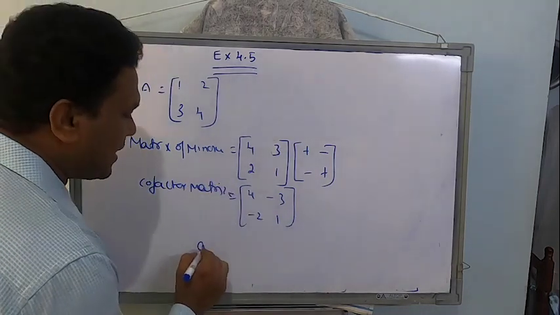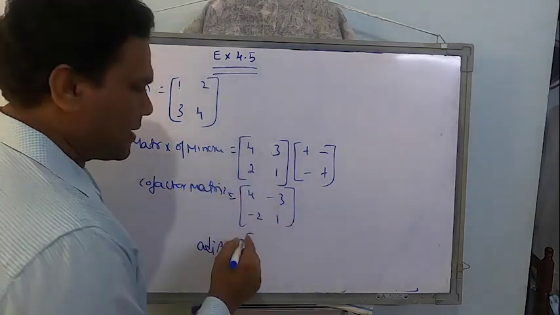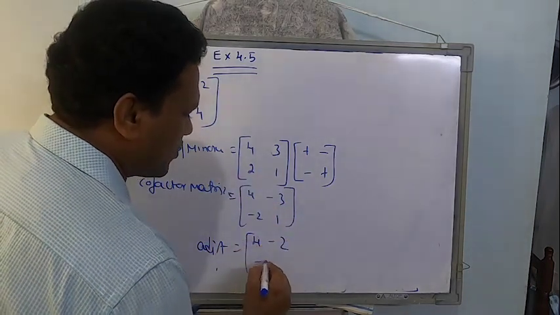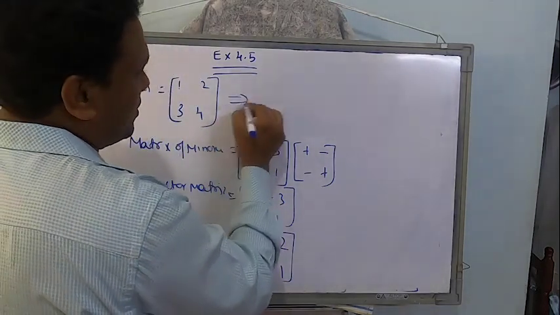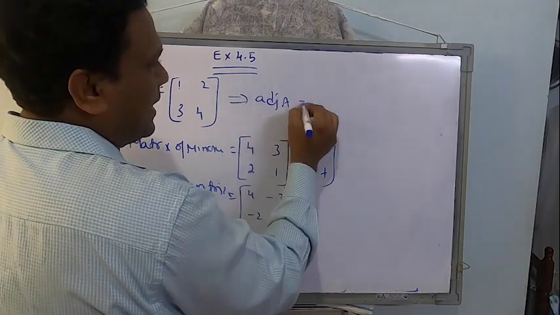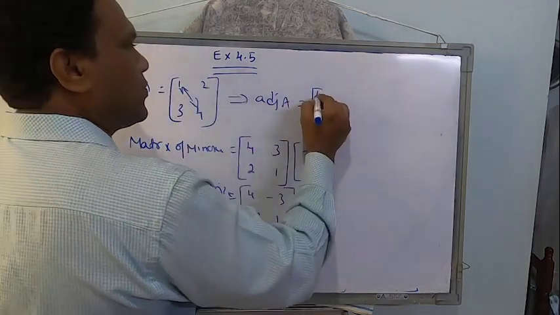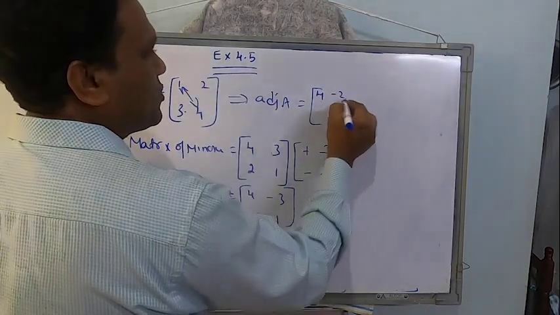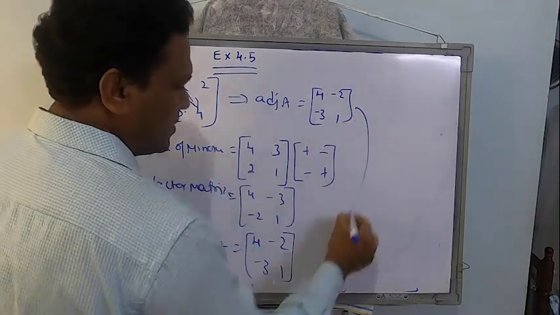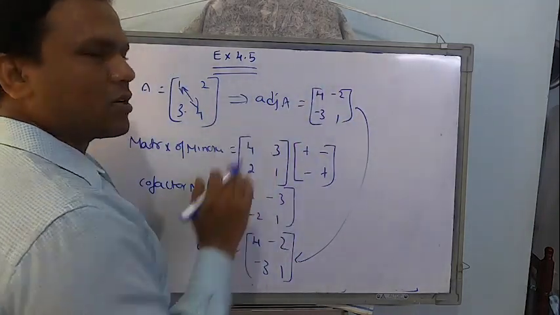Okay. Then adjoint. What is adjoint? Transpose of this cofactor matrix. So 4, minus 2, minus 3, 1. Procedure wise. If not, for a 2 cross 2, there is a direct way of finding the adjoint. Interchange these two: 4, 1. Change the sign of these two: minus 2, minus 3. Just check now. Both are one and the same, procedure wise and the shortcut method.